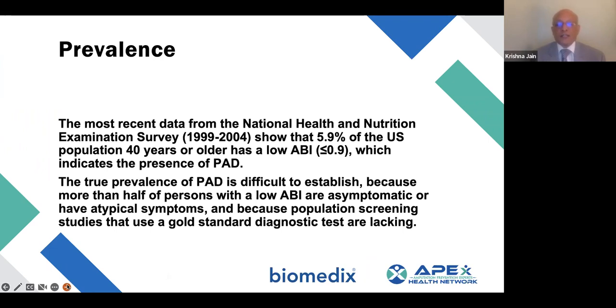It shows that almost 6% of the US population 40 years or older has a low ABI, less than 0.9, which indicates presence of PAD, or peripheral arterial disease. The true prevalence of PAD is difficult to establish because more than half of the persons with low ABI are asymptomatic or have atypical symptoms, and because population screening studies that use gold standard diagnostic tests are lacking.